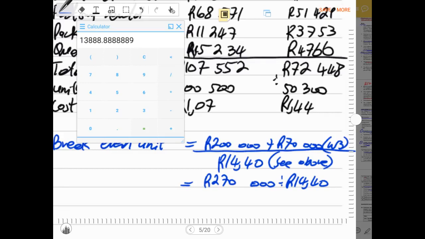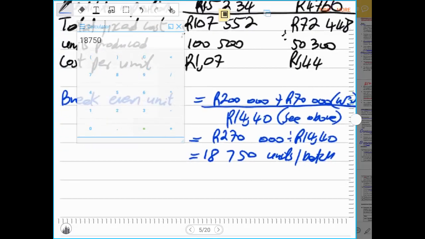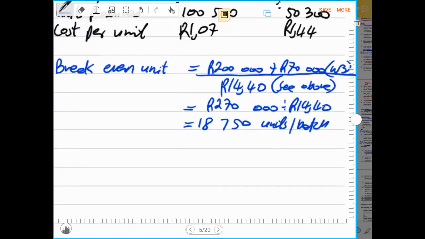Let me just confirm if that calculation is correct. 270,000 divided by 14 rand 40 cents. Okay, that is the accurate one. 18,750 units per batch, because it's for both products.